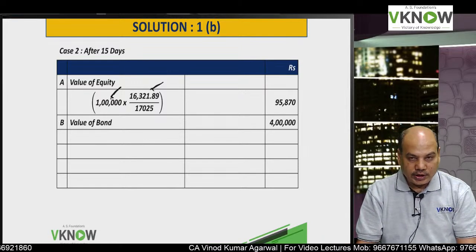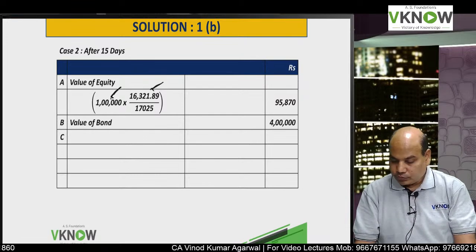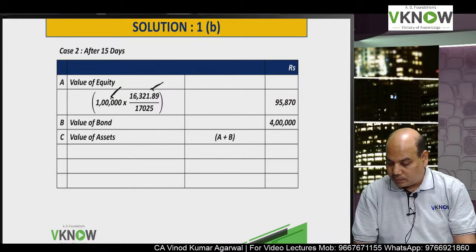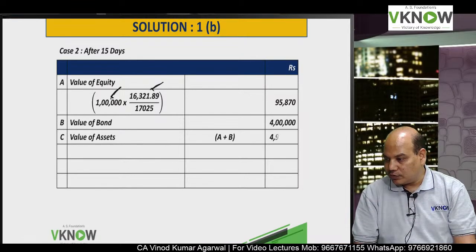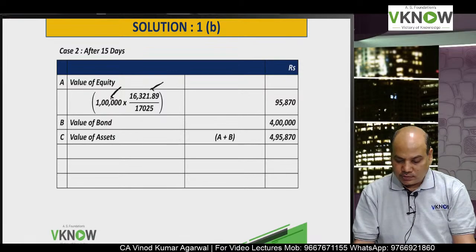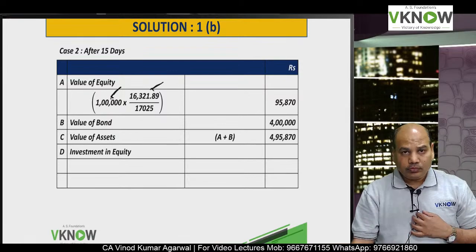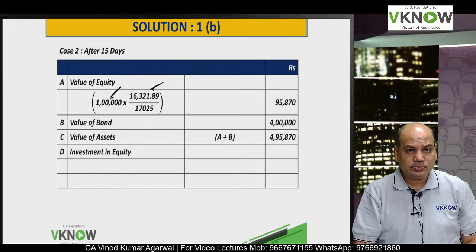Value of bond will be same. Nothing is given about interest. 4 lakh. So my asset value, A plus B, is 495870. So I have to rebalance now.